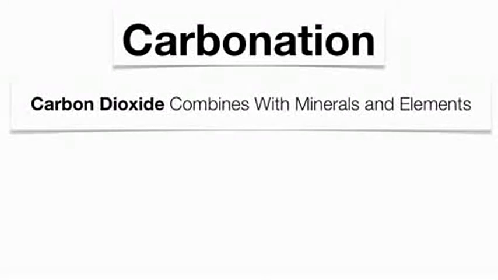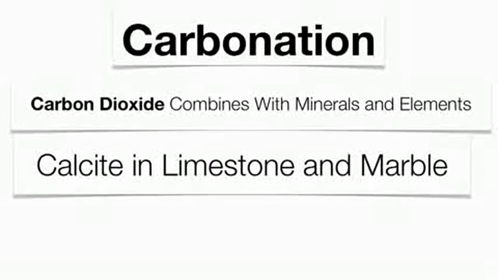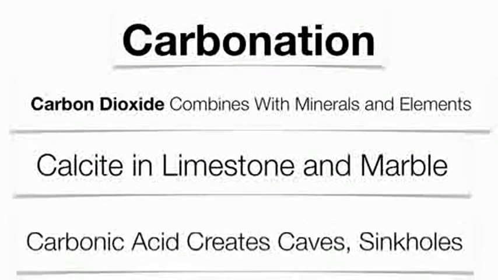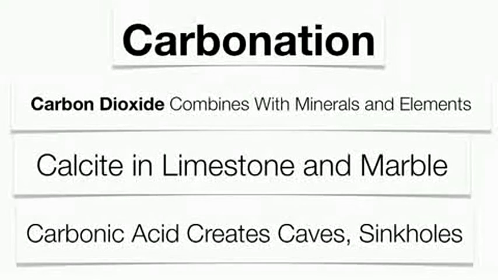The next type is what we call carbonation, and this is where carbon dioxide combines with the minerals and elements in a rock and attacks it. Specifically, there's a mineral, calcite, that gets attacked. What happens here is that you tend to get carbonic acid. The carbon dioxide dissolves into water and creates a very weak acid called carbonic acid that attacks the calcite in limestone or marble. If you're given enough time, that rock gets eaten away and it creates features underground called caves or sinkholes.